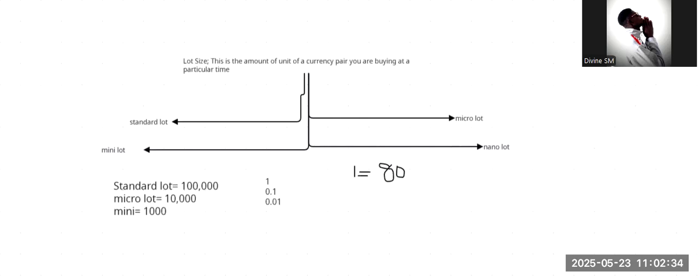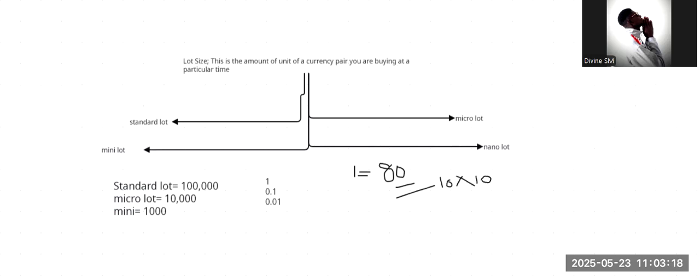A micro lot will be equal to $1, and a mini lot will be equal to $0.10, which is 10 cents. So when we want to buy Euro USD using one standard lot, and our target is 80 pips, this is why pips are very important. We now have 10 times 80.